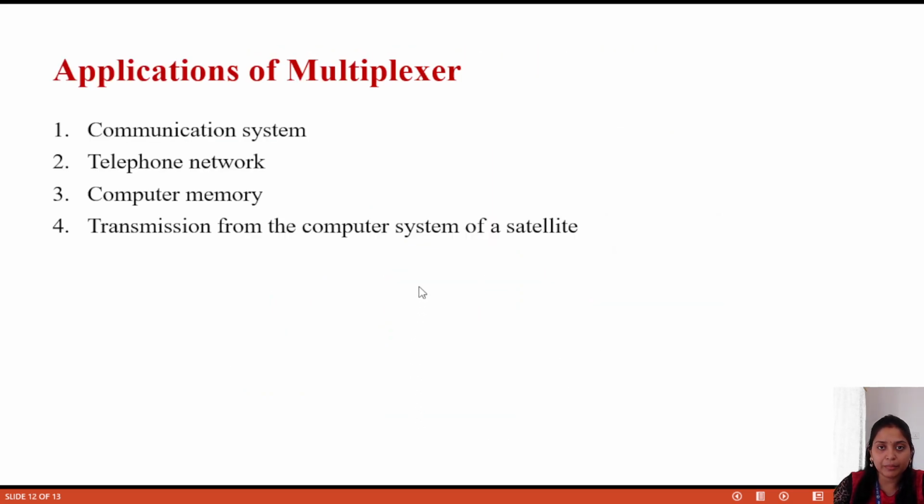These are the main applications of the multiplexer, like communication systems, telephone networks, computer memory, and transmission from the computer system to the satellite system.